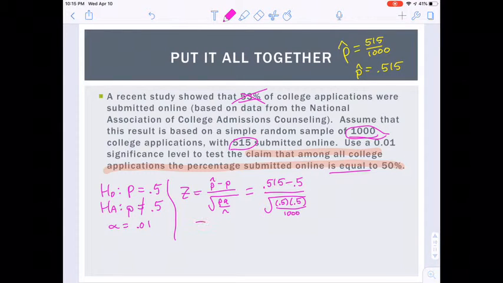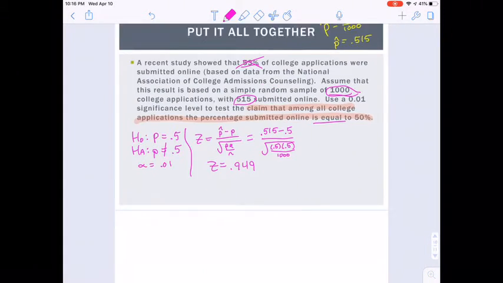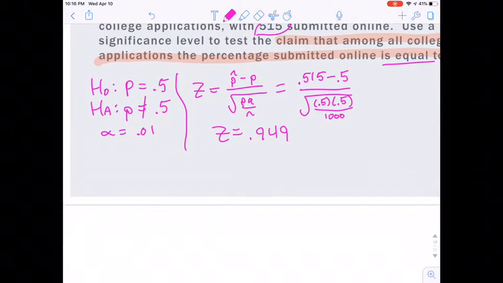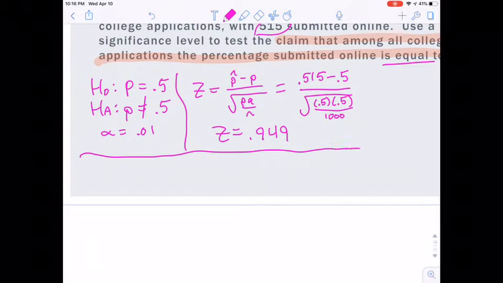And now we're going to go find our z. On the calculator, that is 0.515 minus 0.5 divided by the square root of 0.5 times 0.5 divided by 1,000. I'm getting a z-score of 0.949. I'm going to make a little bit more room for myself here. We next want to go and get our p-value.